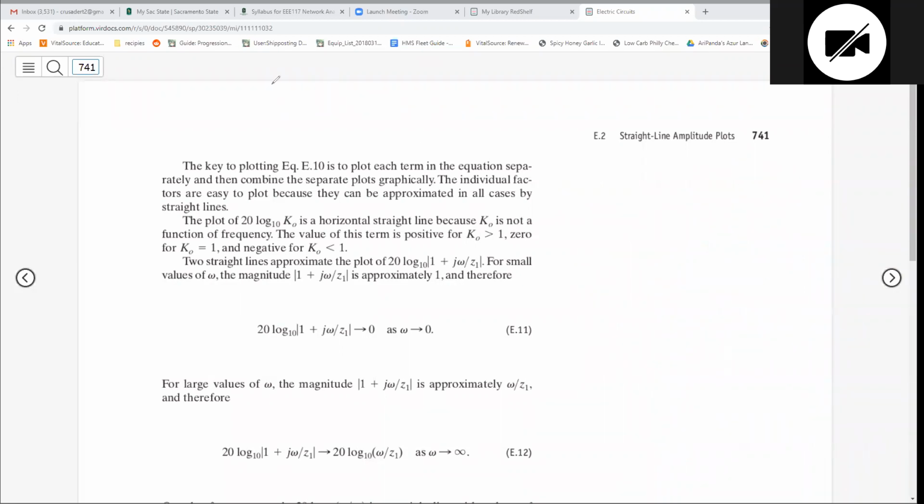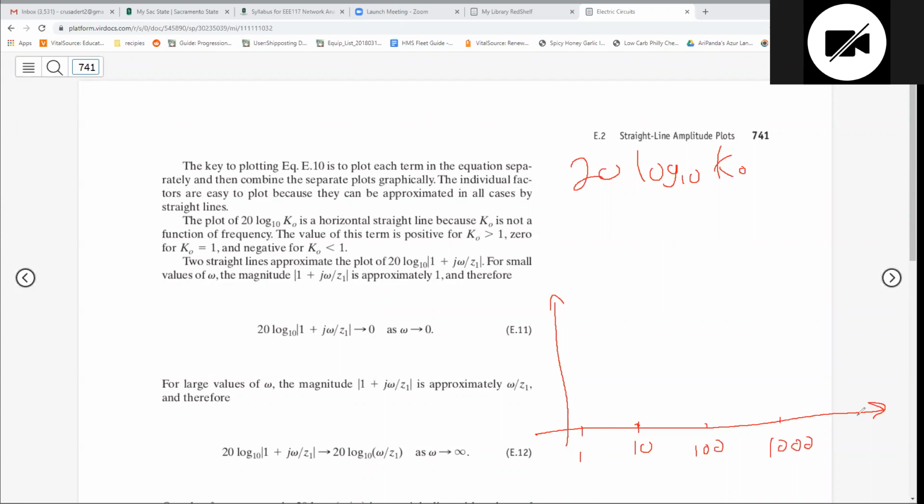So going back to what we're talking about, you get 20 log base 10 of K0. Well, our graph is going to look like this. Let's say I want to zoom in at 10. So let's do 10 here. We're going to do 1 right here, 100 right here, and 1,000 right here, and 10K. This is W, and this would be our gain for this particular one.